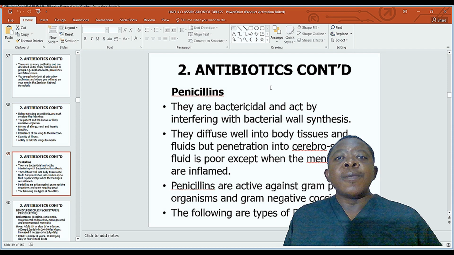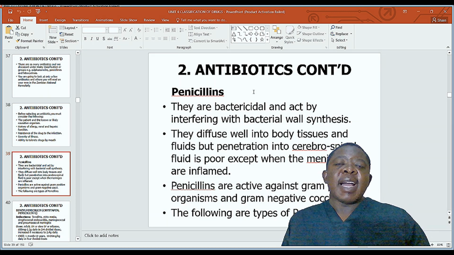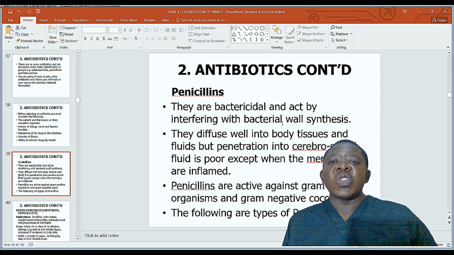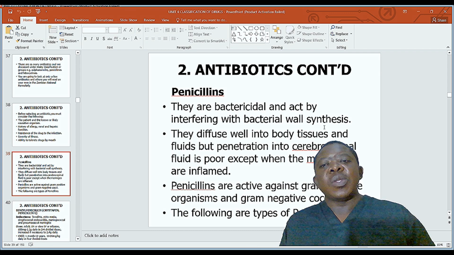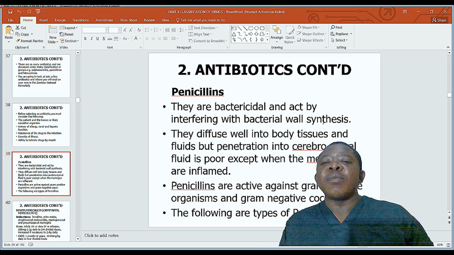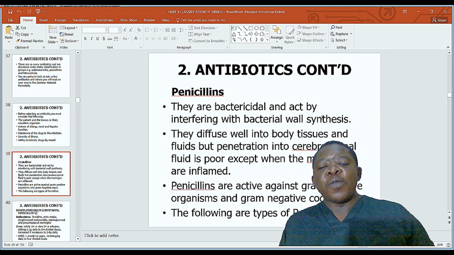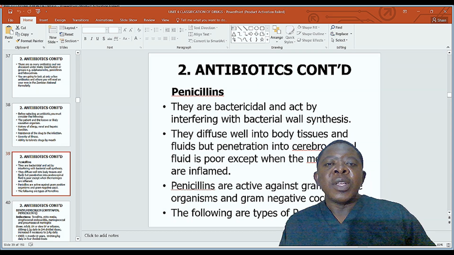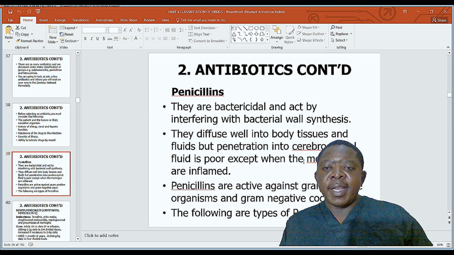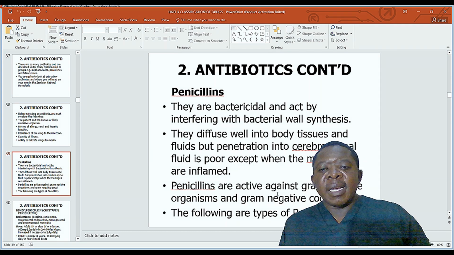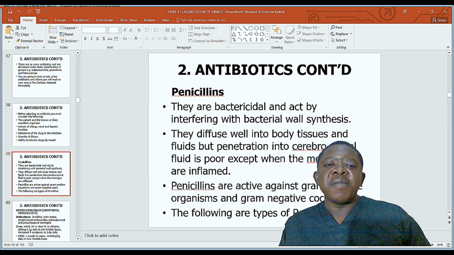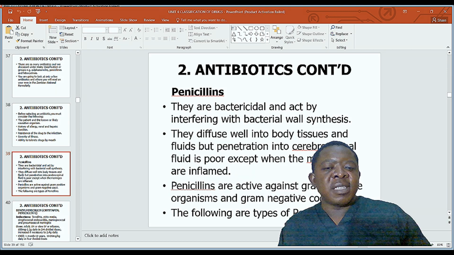Okay, so the first group of antibiotics that we are looking at are penicillins. So they are bactericidal and act by interfering with bacterial wall synthesis. So they interfere with the bacteria so that it does not form the cell wall. If it does not form the cell wall, then the bacteria will die. So they diffuse well into body tissues and fluids, but penetration into cerebrospinal fluid is poor except when the meninges are inflamed. Penicillins are active against gram-positive organisms and gram-negative cocci.